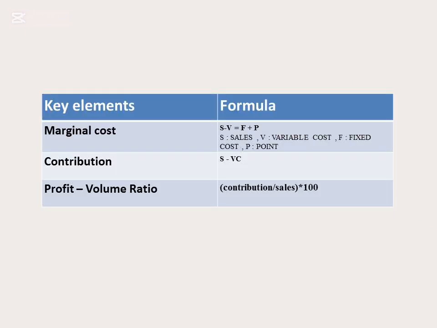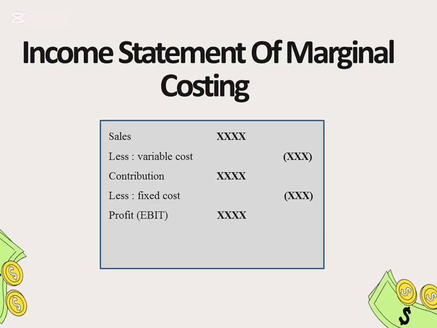Key elements and formulas. This slide explains the main components of CVP analysis and their formulas. Marginal cost: total sales minus variable cost and fixed cost. Contribution: the amount remaining after variable costs are deducted from sales, used to cover fixed cost and profit. Profit volume ratio shows the relationship between contribution and sales expressed as percentage.